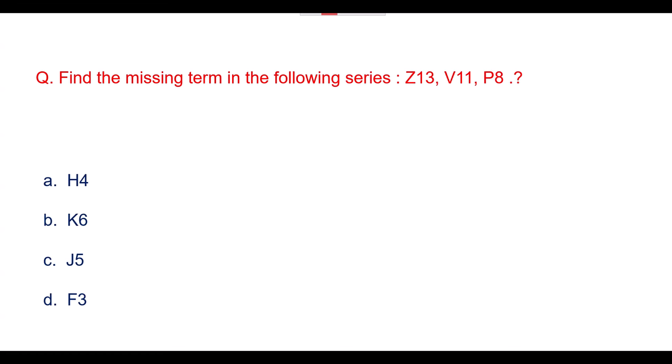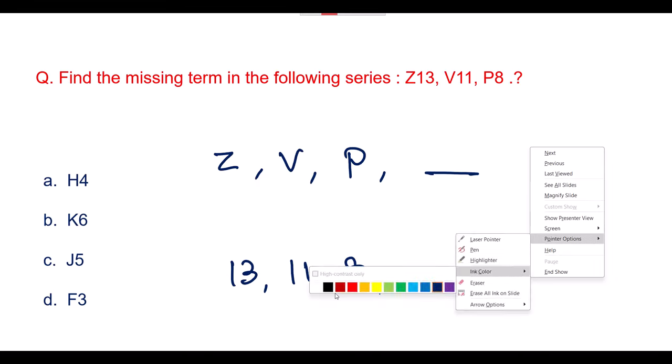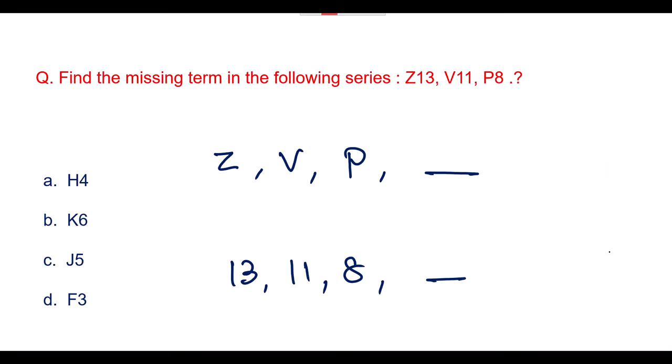Next one. Focus on this. Z, V, P. Alphanumeric series, alphabets and numbers separately. Thirteen, 11, 8. So minus 2, minus 3, minus 4. So it should be 4, only one available.